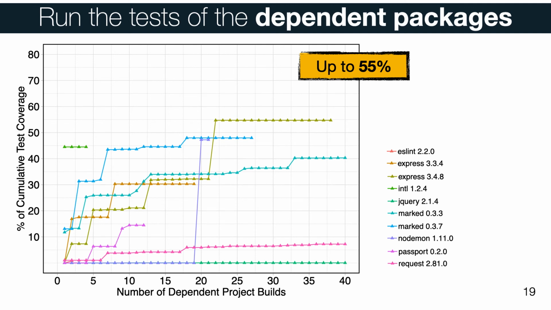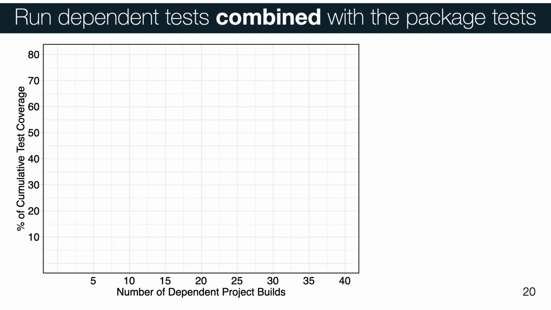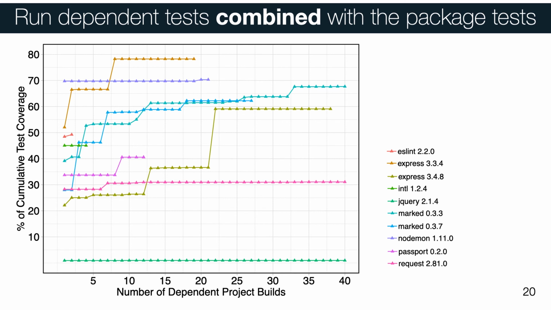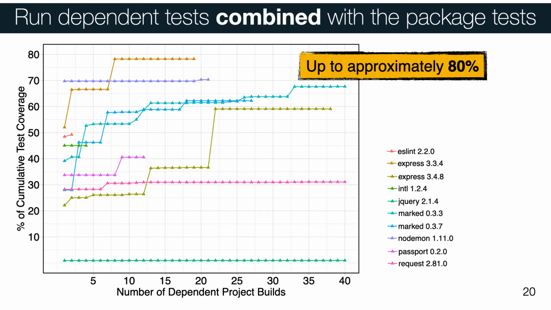To examine if the tests from the dependent projects cover parts that are not covered by the project itself, we combined the tests from the dependent packages with the tests from the package itself. As a result of this combination, we were able to achieve up to approximately 80% of test coverage. For example, in the Express package, we were able to increase the test coverage from 22 to almost 60%.